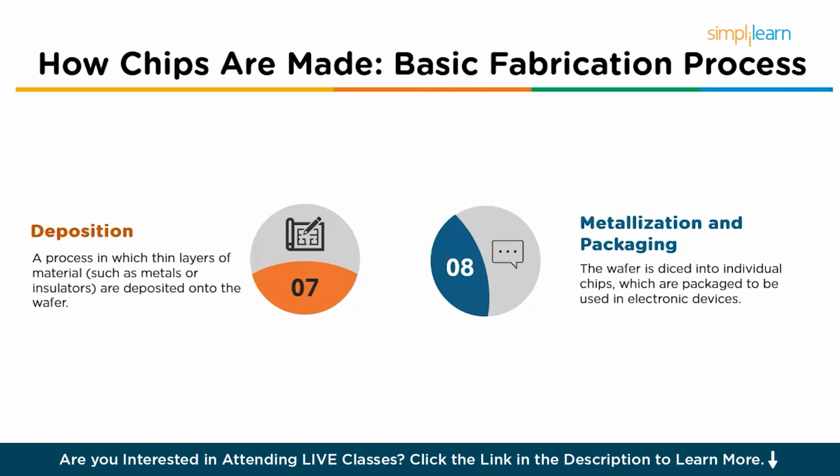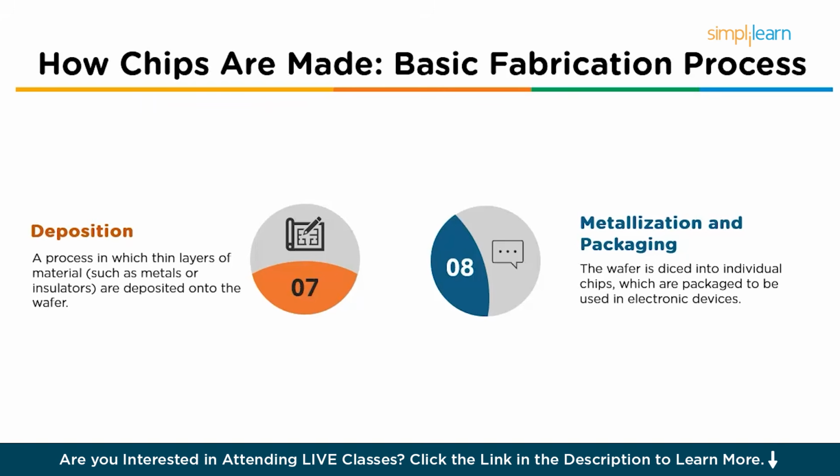After the various layers are created, the wafer is subjected to a metallization process in which metal, usually aluminum or copper, is deposited to create electrical connections between transistors. Finally, the wafer is diced into individual chips which are packaged to be used in electronic devices.